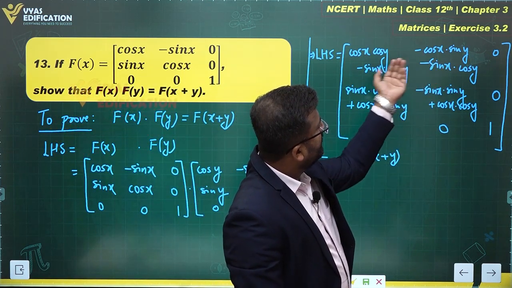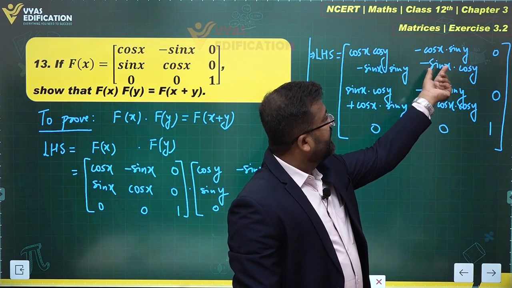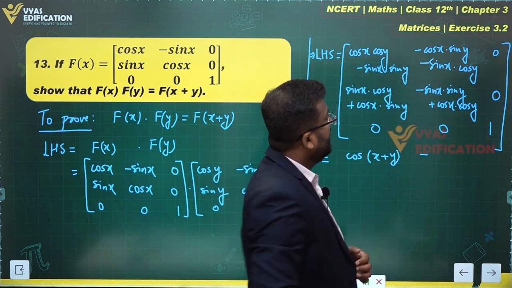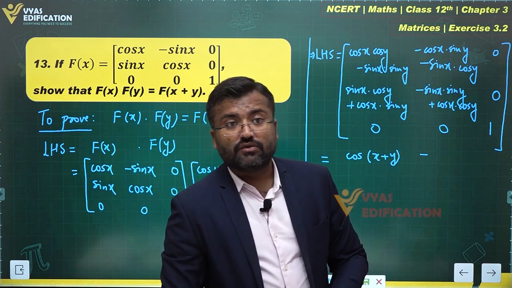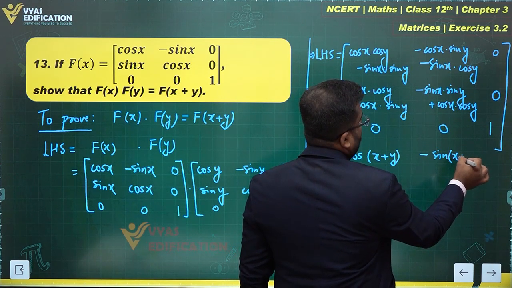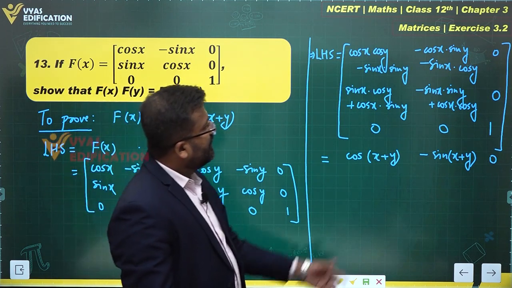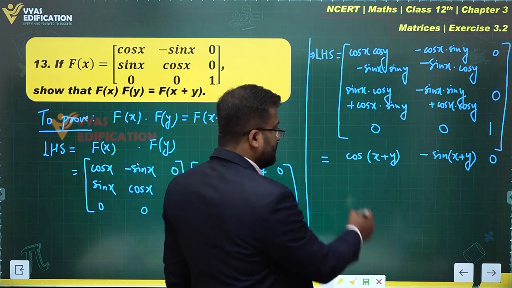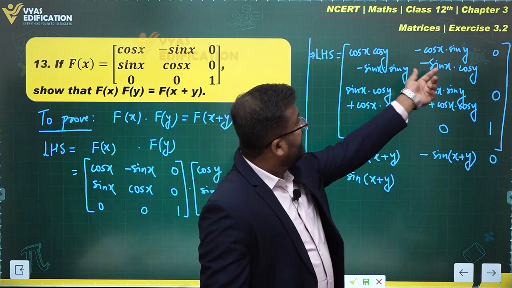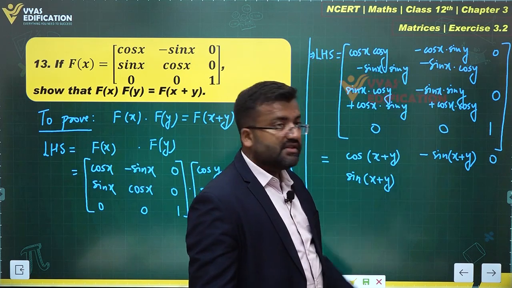Can I take a minus common from here? This is minus cos x sin y, minus sin x cos y. Let's take a minus common and what we get is sin x cos y plus cos x sin y. What is that equal to? Sin x cos y plus cos x sin y will be equal to sin of x plus y, from trigonometry. This is 0 over here. You see, this term is actually the negative of this term only.